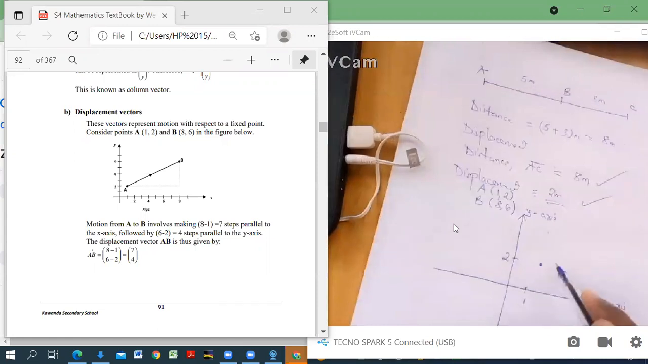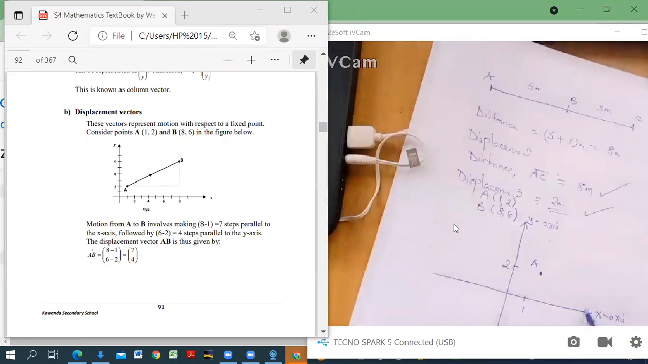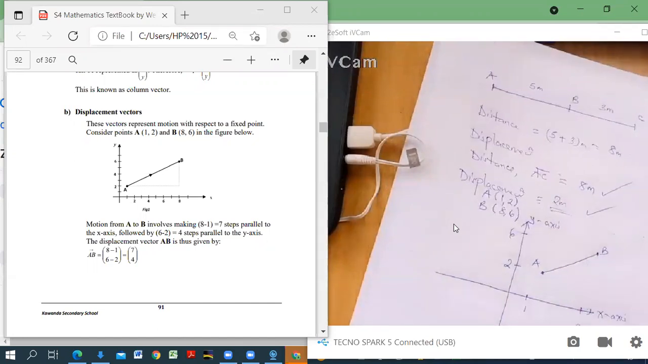So which means that's our point A. Our point A is there, right? Then, if I take this one to be 8, and then this one to be 6, which means my point B will be somewhere here. So this is my B.